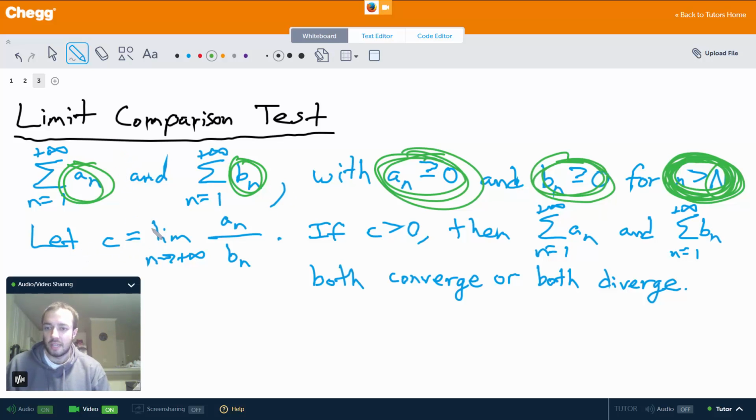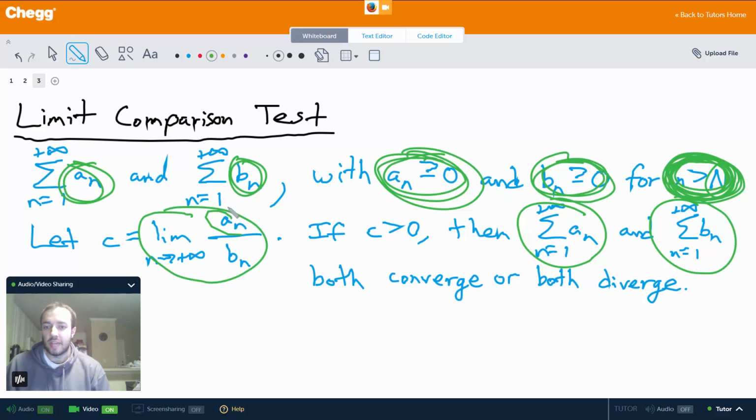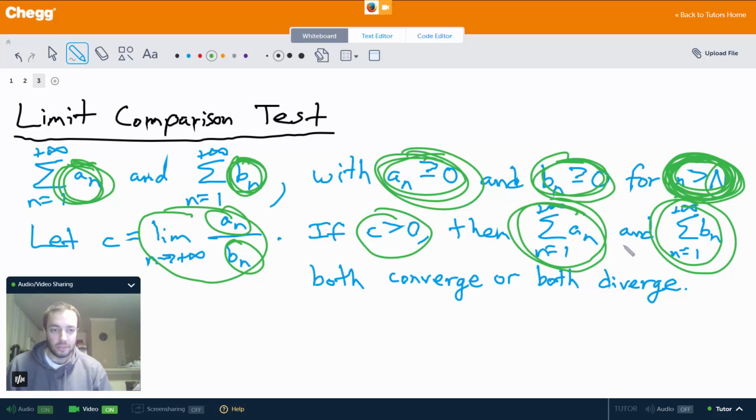Okay, so now continuing with the limit comparison test, let c equal the limit as n goes to infinity of a sub n divided by b sub n. If c is greater than 0, then the series sum from n equals 1 to infinity of a sub n and sum from n equals 1 to infinity of b sub n either both converge or they both diverge. So basically what we do with the limit comparison test is we look at the limit as n goes to infinity of a sub n divided by b sub n. So we look at the sequences. We take the sequence a sub n divided by the sequence b sub n, take the limit of that as n goes to infinity. And if the result of that is positive, then the series do the same thing. They either both converge or they both diverge.